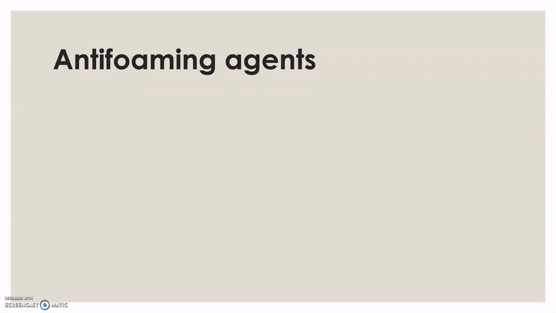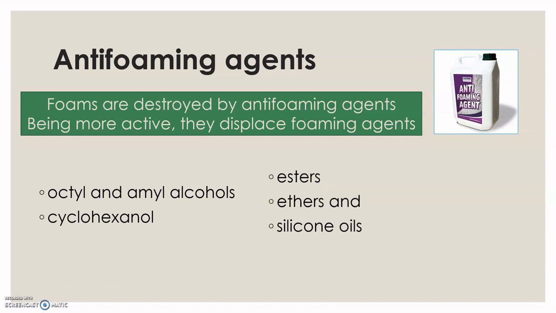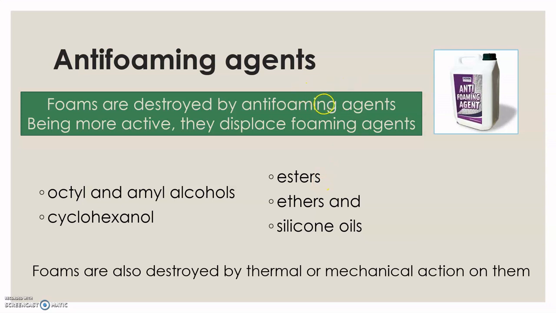Next, anti-foaming agents. Foams can be destroyed by using anti-foaming agents. Anti-foaming agents are more active than the foaming agents, so they will eventually displace the foaming agents. Examples include octyl and amyl alcohols, cyclohexanol, esters, ethers, and silicon oils. In addition to using anti-foaming agents to destroy foams, you can also give a thermal or mechanical action on the foams to destroy them.